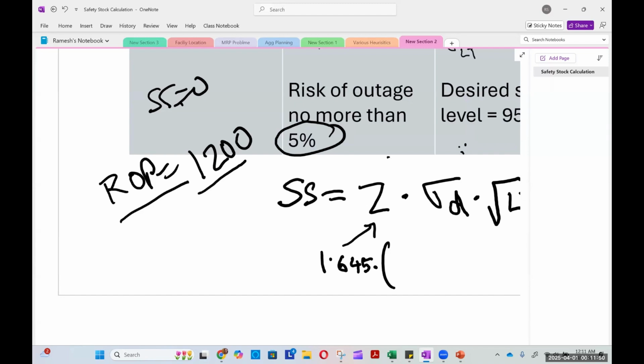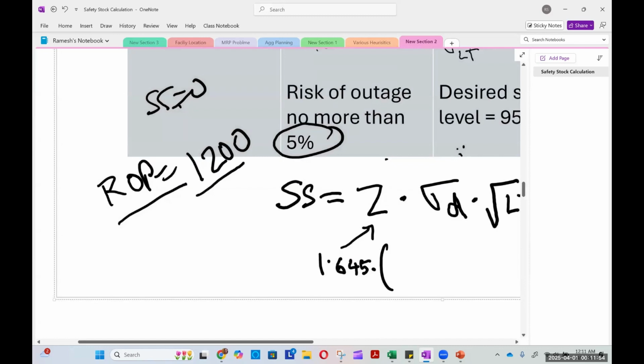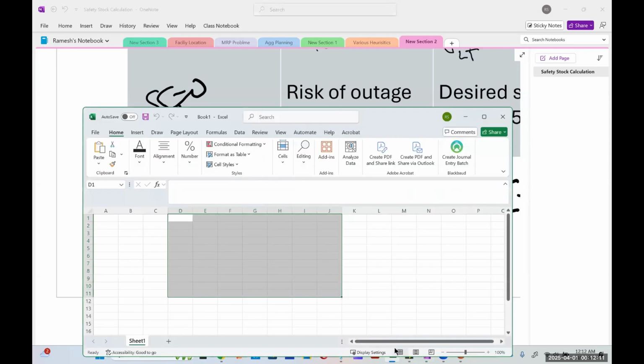Standard deviation of demand, you already know, is 9. And the lead time is 3 weeks. If you do this calculation, you will get the safety stock. Let me just do this calculation quickly on Excel.